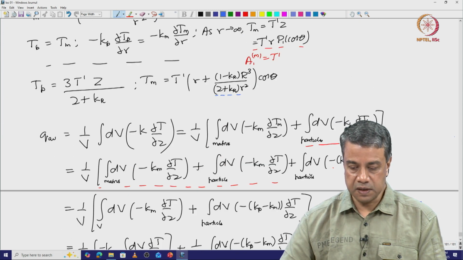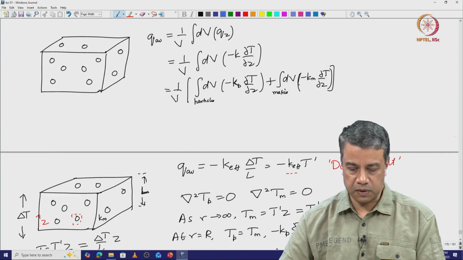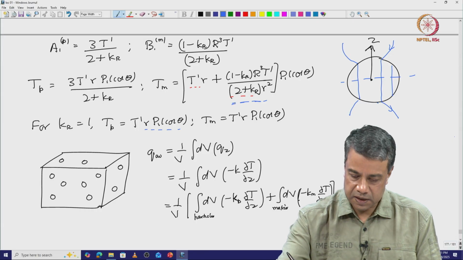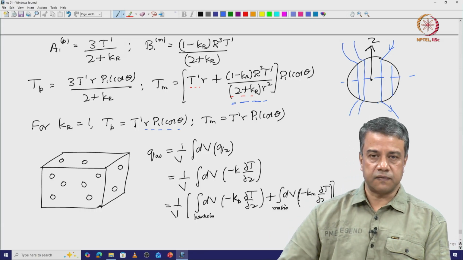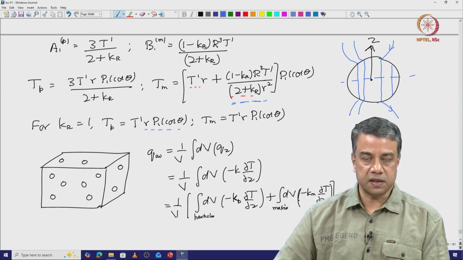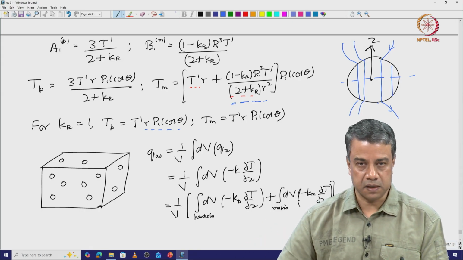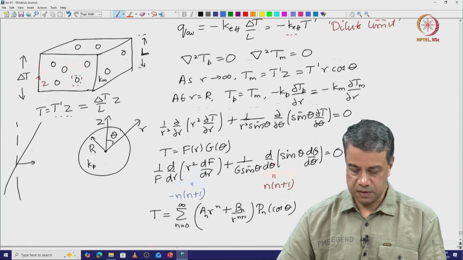and that would have been obvious in the flux lines that I drew for you throughout. You can see that these lines are straight lines when they go through the particle. That is because the temperature is a linear function of distance Z, therefore, the gradients are constants. They are all pointing in the same direction.